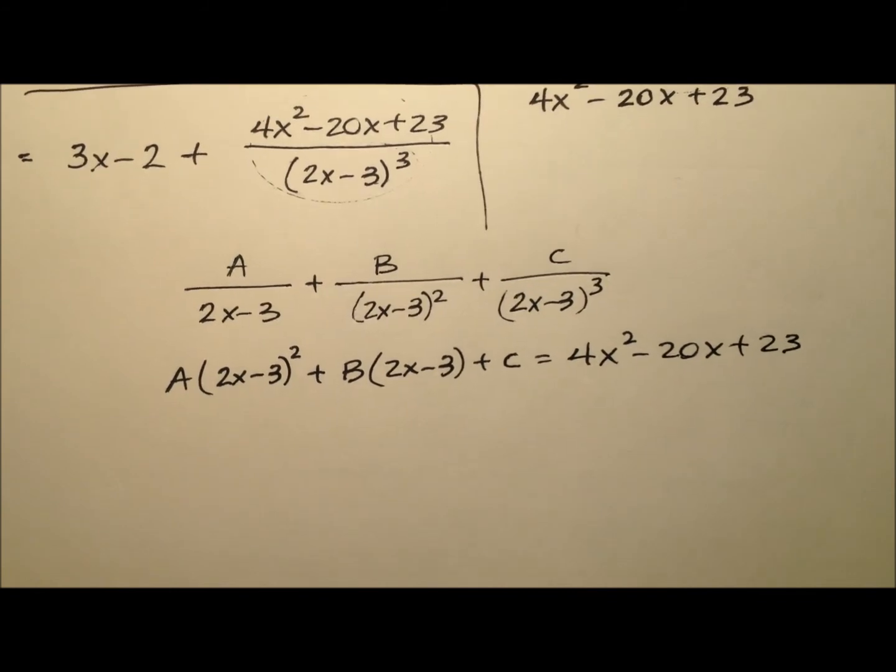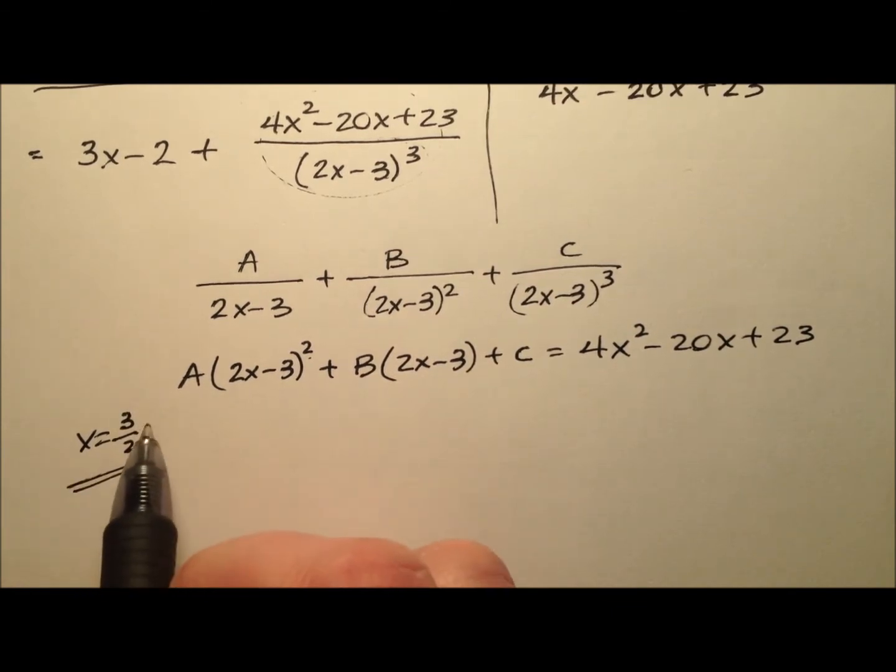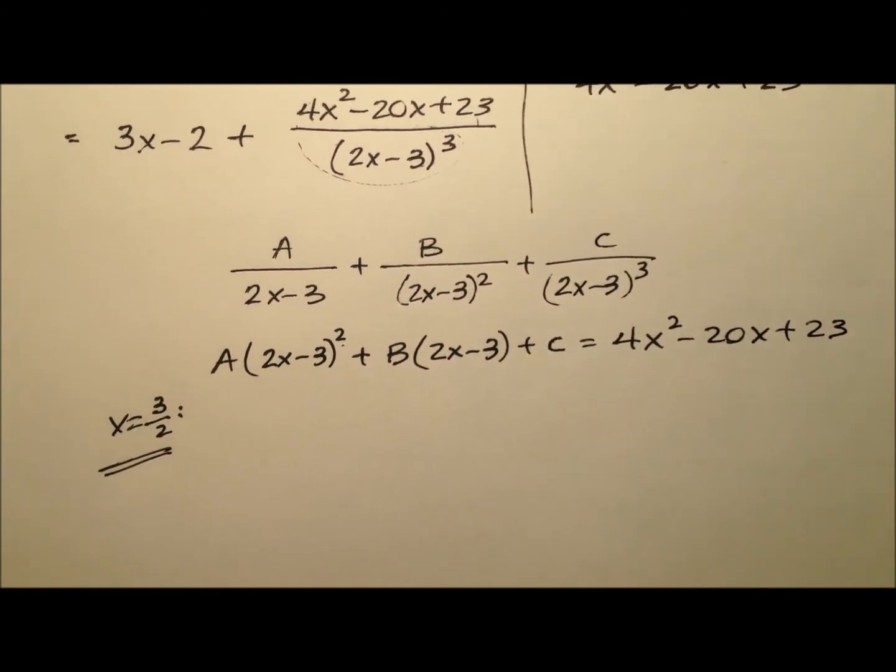Okay? So my first obvious value of x that I'm going to use is going to be 3/2. Okay, because that'll cause this stuff to zero out. And let's see what that looks like.